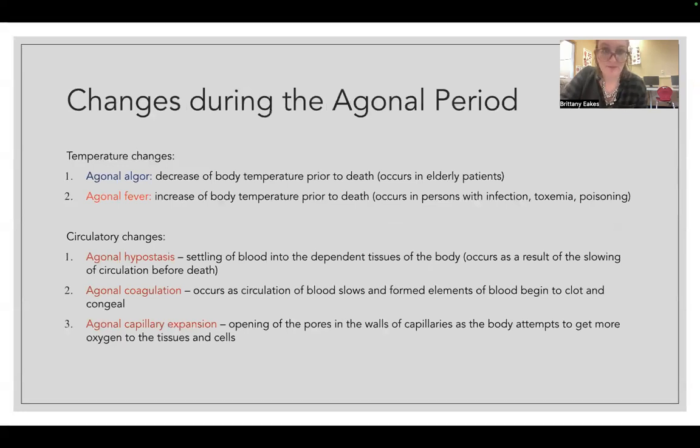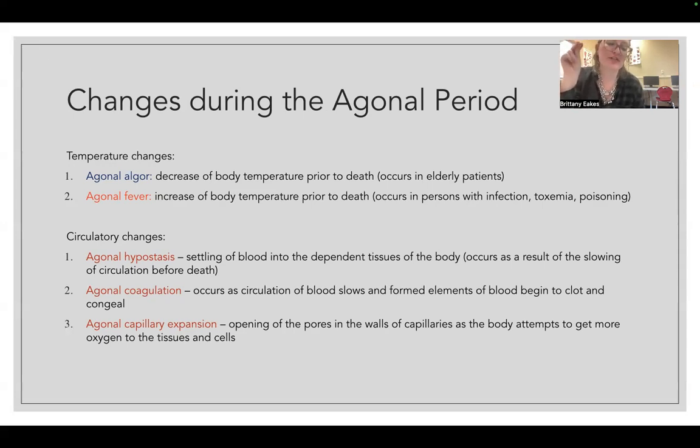All right, so changes that occur during the agonal period. So we just talked about things that happen antemortem. These are changes that occur while the person is dying in the agonal period, still before death, but dying. So there's going to be different changes: temperature changes, circulatory changes, moisture changes, and of course, the translocation of microorganisms.